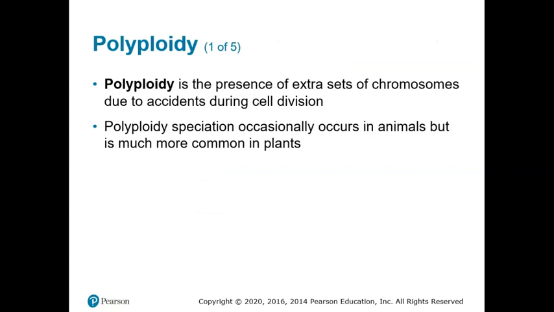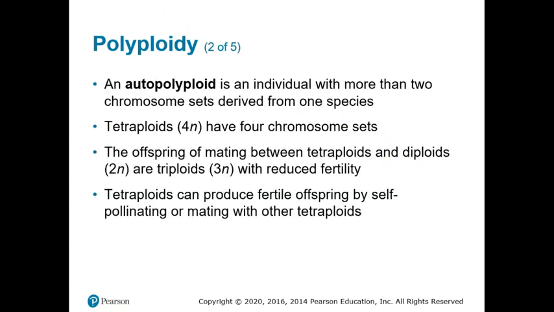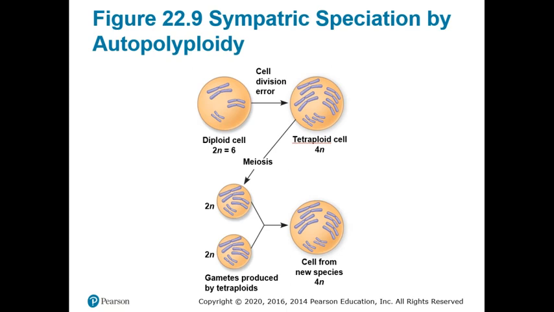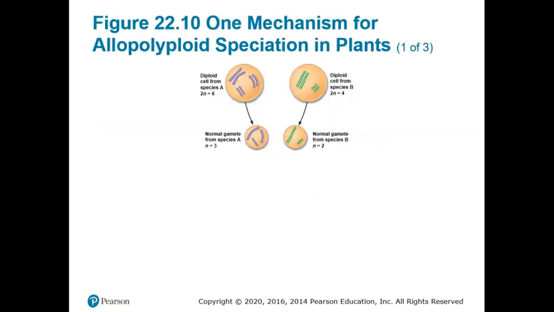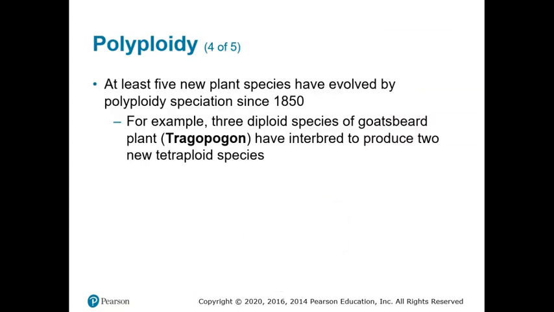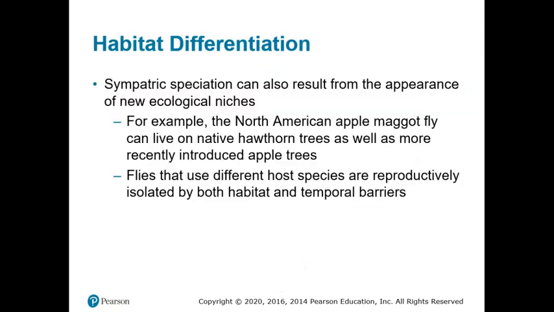So polyploidy, an extra set of chromosomes, is common in plants. I would underline that. Common in plants, rarely occurs in animals because usually that's a miscarriage. Tetraploids and all that sort of stuff. This is actually what happened to strawberries, to be honest with you. Skipping through these terms. Habitat differentiation. For example, the North American maggot fly can live on native trees, but also introduced apple trees. So flies that use different host species are reproductively isolated because they prefer different habitats.